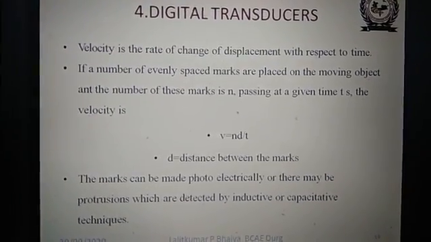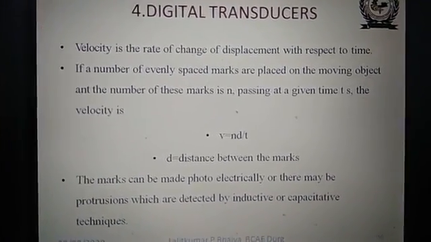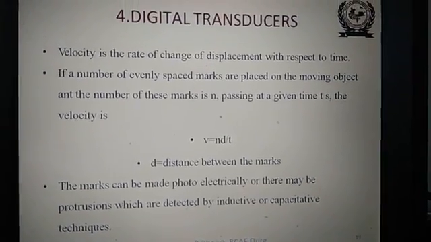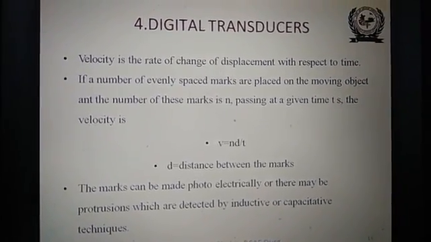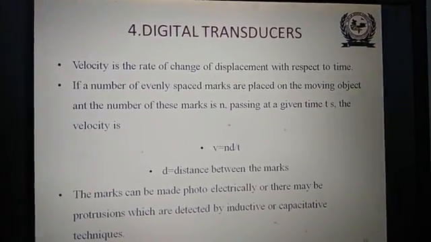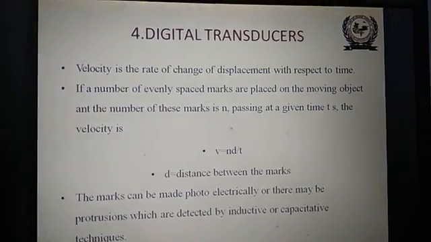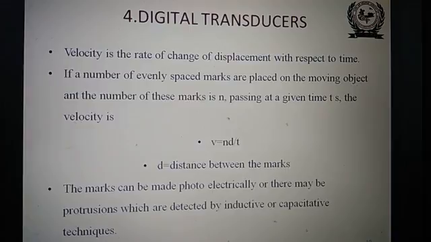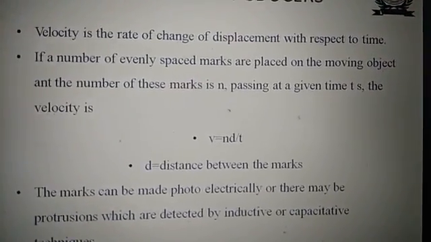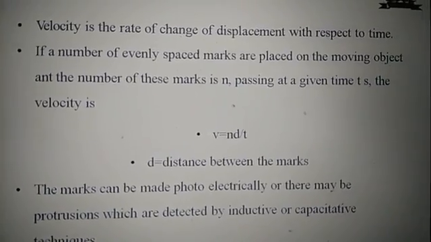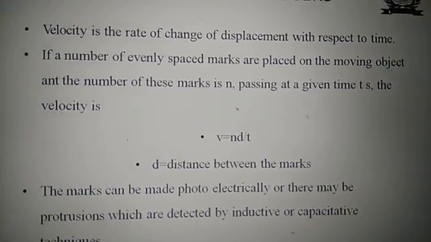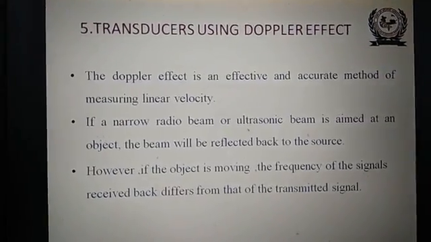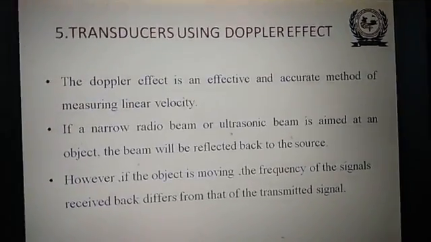So in digital transducers, what we do, we use the photo detectors, and through the windows on the mark, the light will fall and that will be marked, and movement of the core will be the movement of these marks, and if n number of marks are there, then the velocity of the core movement v is equal to n into d by t, where d is the distance and t is the time between the marks. So this type of digital transducers are available.